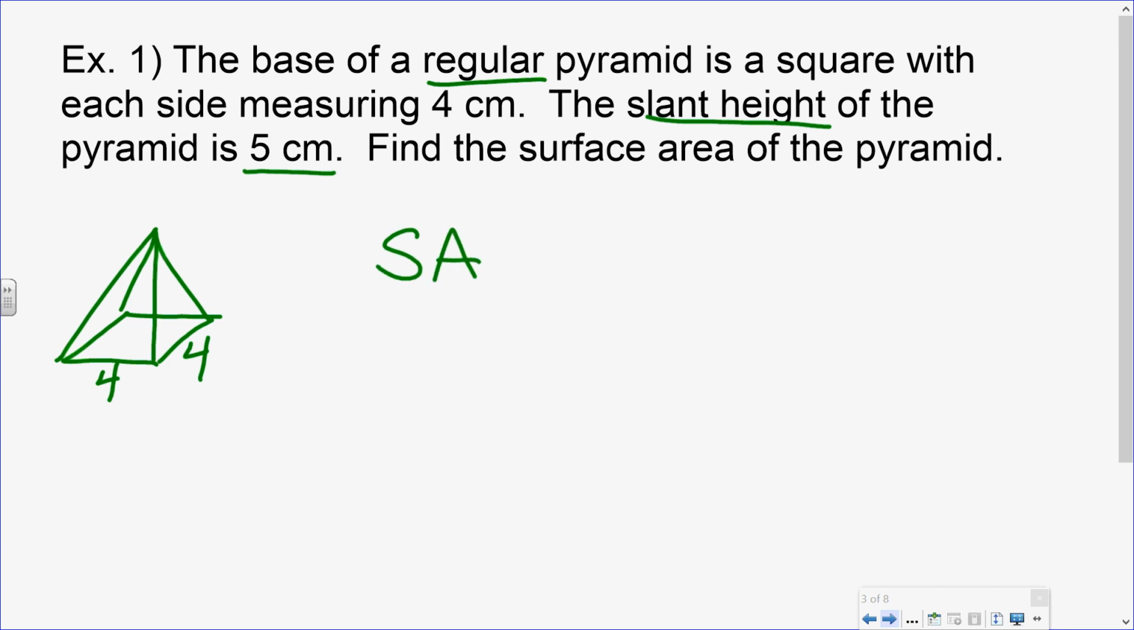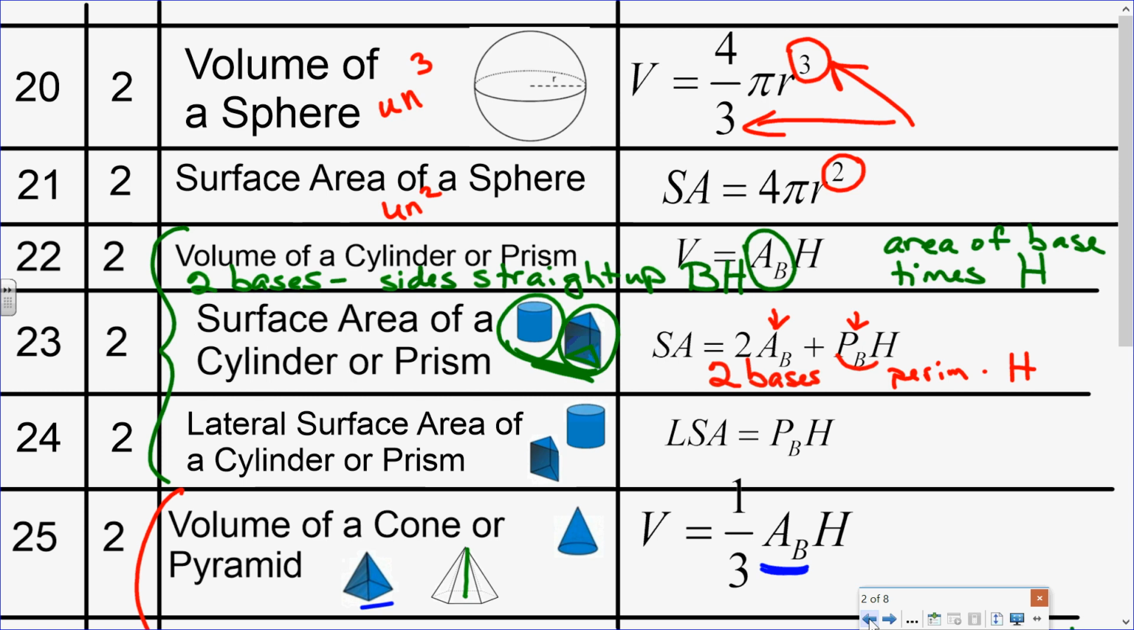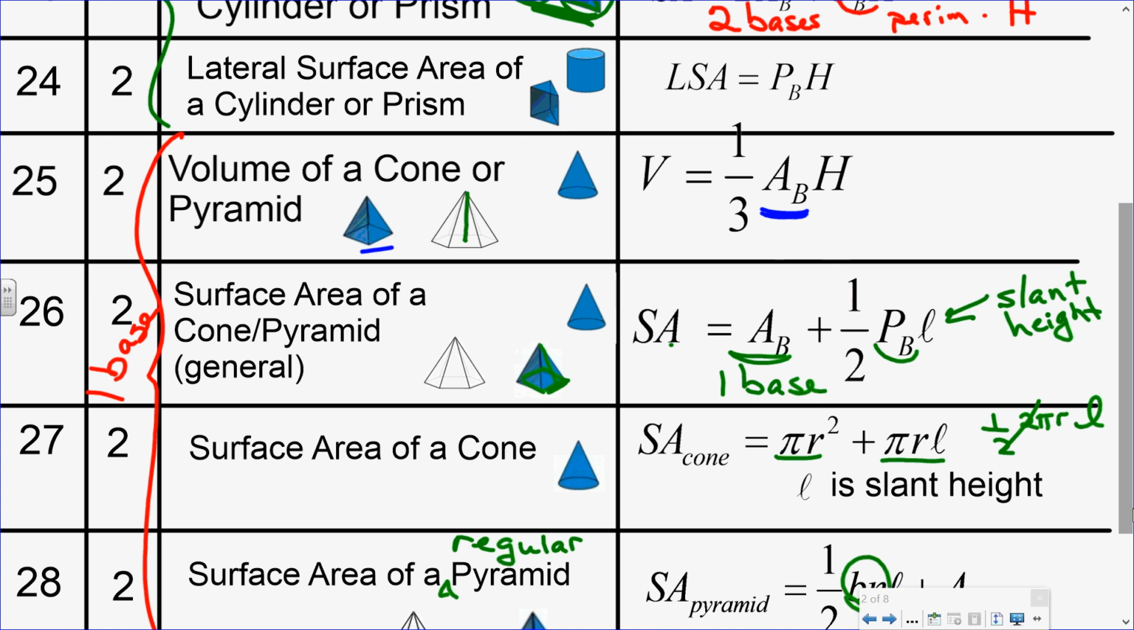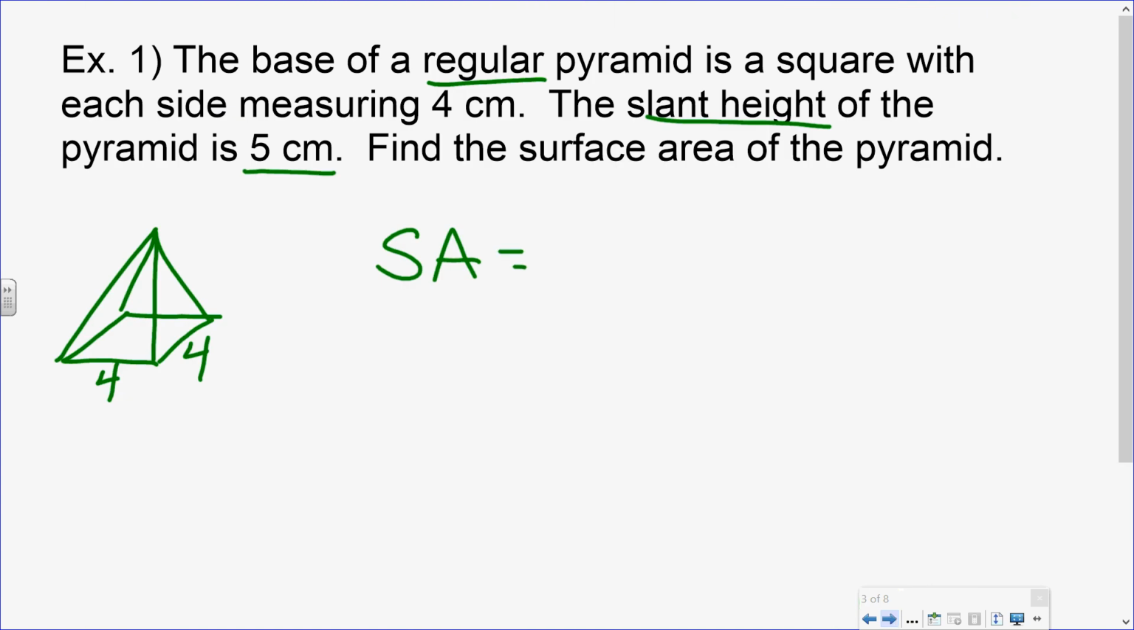Oh, let's see, it's been too long since I was doing these problems last year. I'm not sure I remember my formula. I'm going to go back and look at it. So surface area of a pyramid, that was farther down here. Oh yeah, that was the one base, and then 1/2 the perimeter of the base times the slant height. So I'm going to write that formula down. I need the area of the base plus 1/2 the perimeter of the base times the slant height.